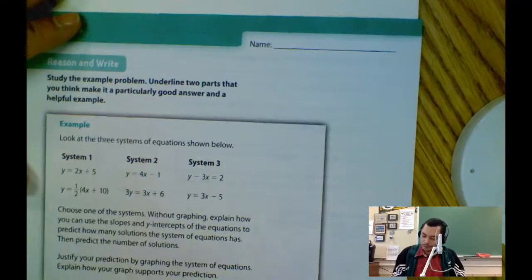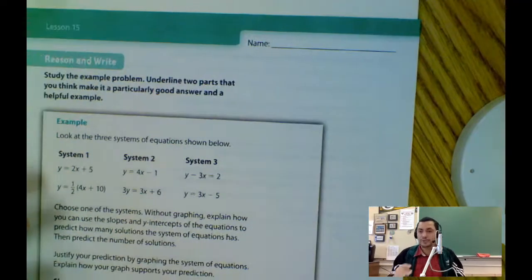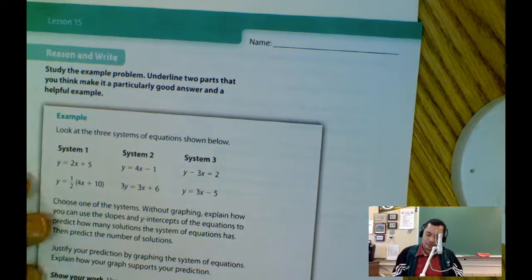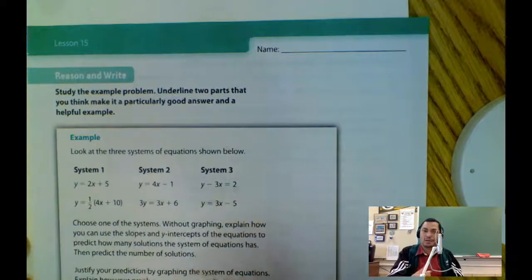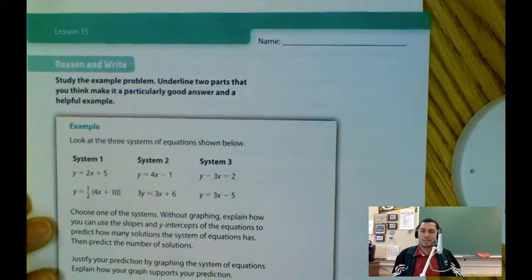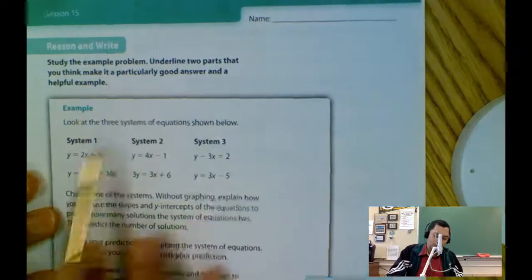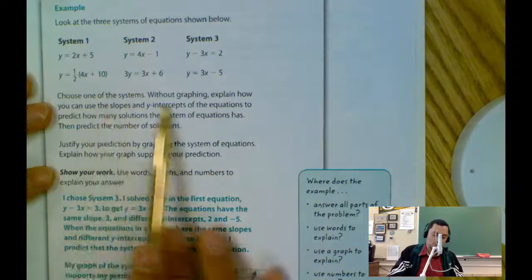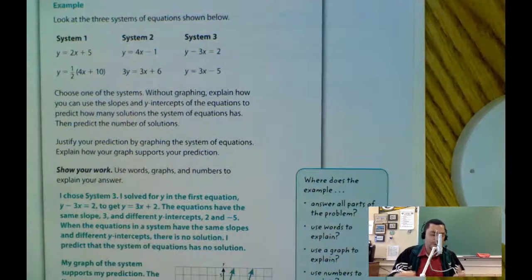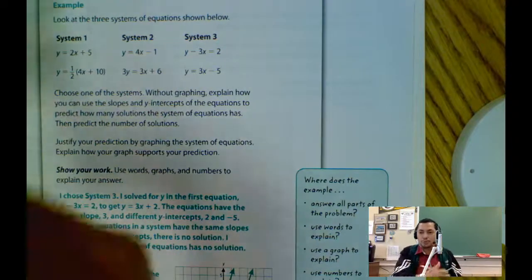Last part of the homework, lesson 15, is pages 173 and 174. Page 173 is a reading of an example. It's a reason and write. So we have 3 systems. You choose one of the systems without graphing, and explain how you can use the slope. So I invite you to read that example.